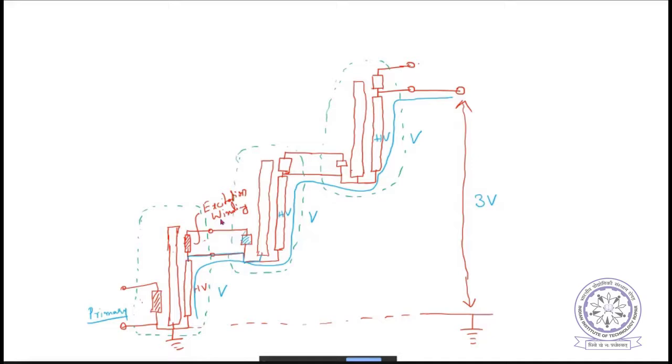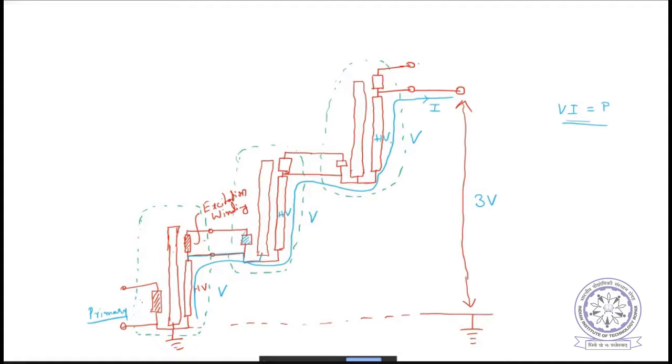Now, at the primary, some voltage is fed here, and the secondary voltage is V. So all these secondary voltages add up in series, and then we will get high voltage 3V. Like this, cascading of transformers can be done. Now, suppose I is the current output. Then let us define V into I equals P. P is the power level.